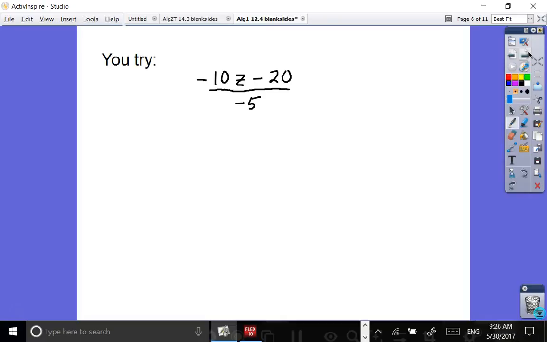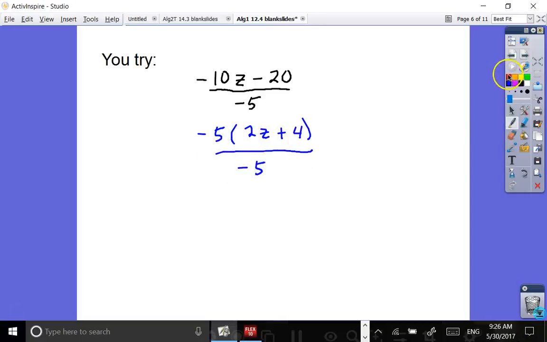That's it. What's the greatest common factor? How about negative 5? If we can cancel the negatives, that'd be a good thing. So negative 5, what's left inside the parentheses? 2z plus 4, right? 2z plus 4, and that's all divided by negative 5.